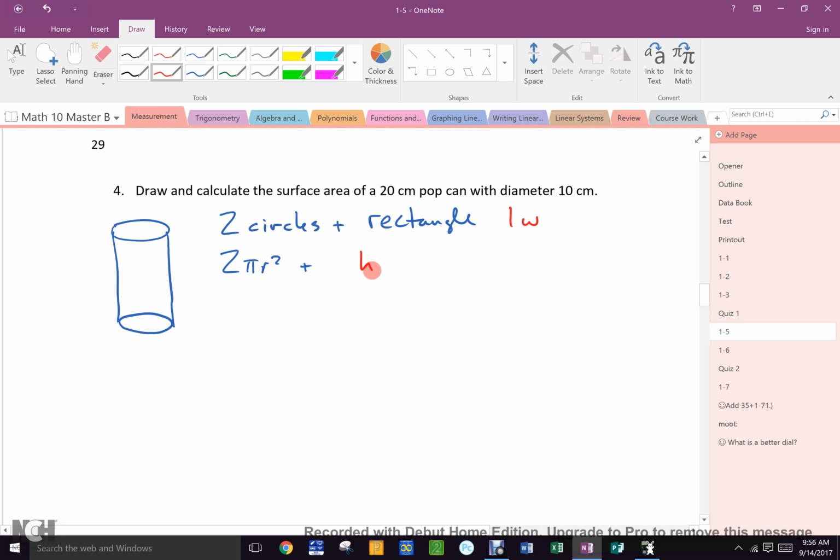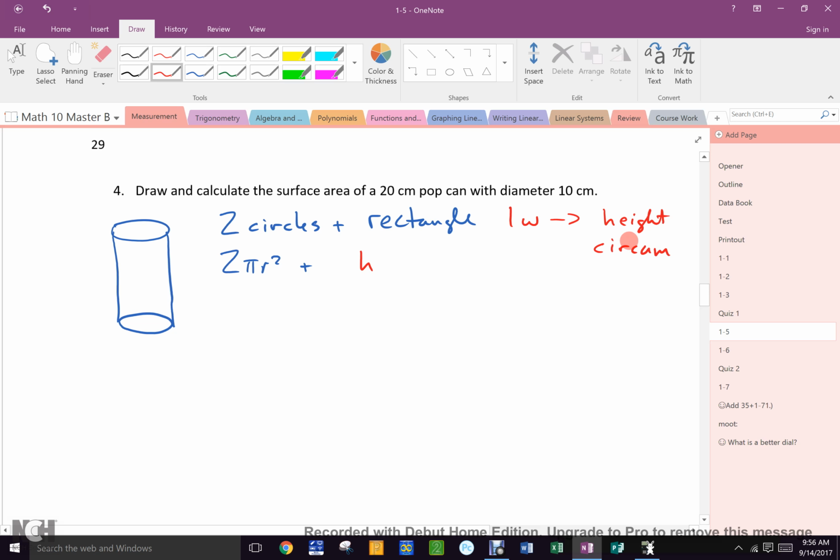Okay. So I must have to multiply by h. How do I get the width? How do I get this part of the triangle, of the rectangle? It's not the diameter, it's the circumference, right? So length times width, it's really the height times the circumference.